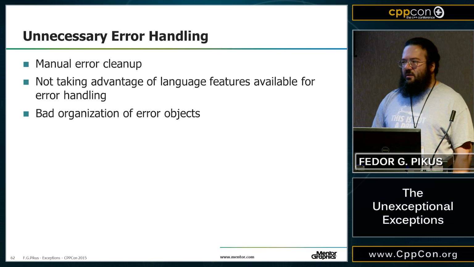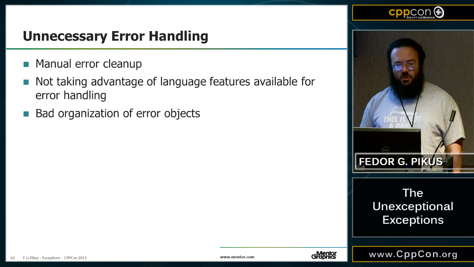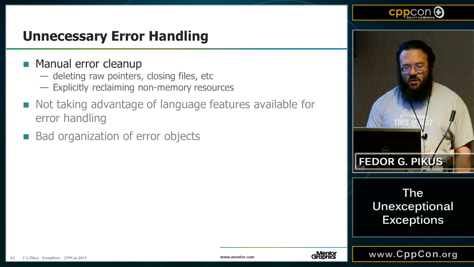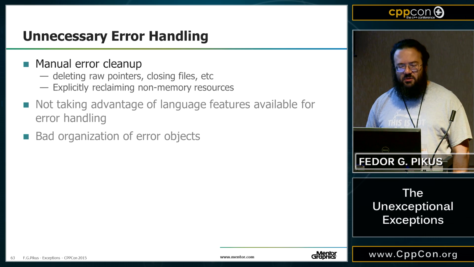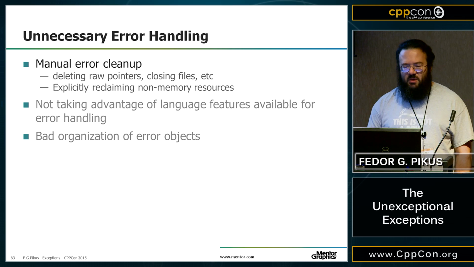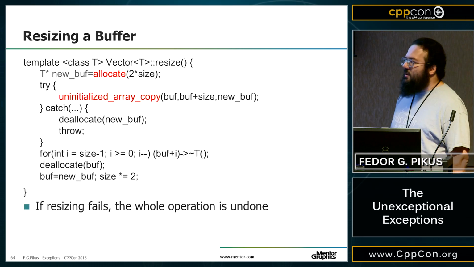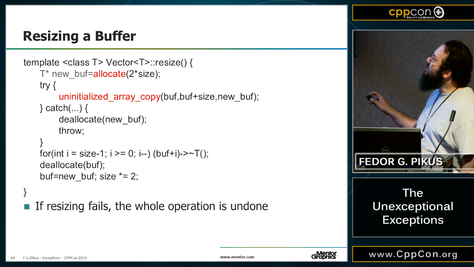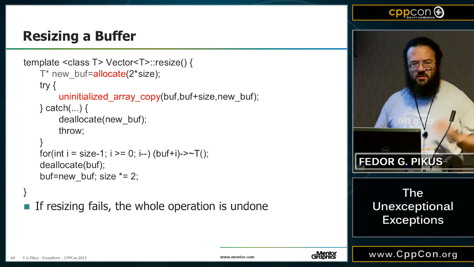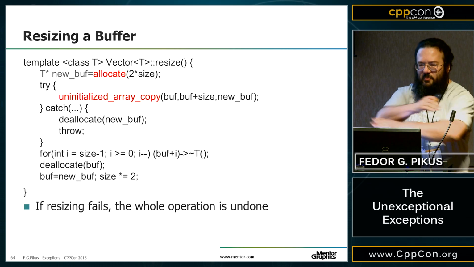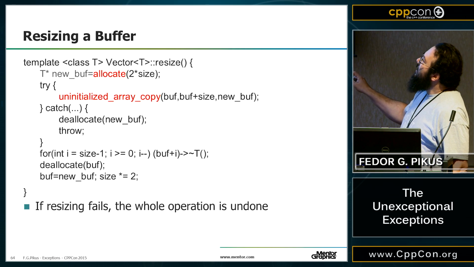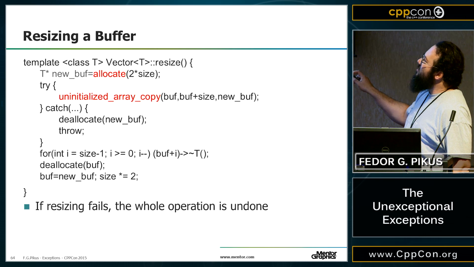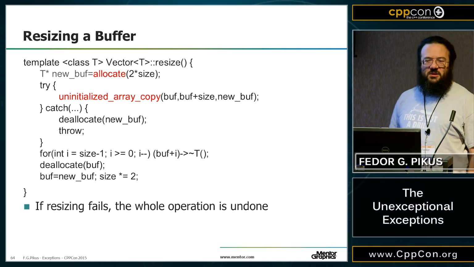Okay, let's talk about what not to do. Let's talk about unnecessary error handling. Manual error handling, deleting raw pointers, closing files, reclaiming resources. This is what not to do. So don't be confused. There are things to do and there are things to not do. Don't mix the two. This is not exactly std::vector resize, which is why I put a capital V here, but it's close enough.